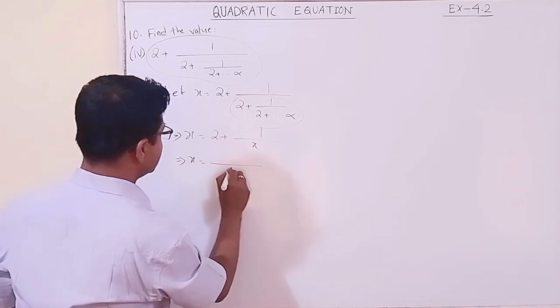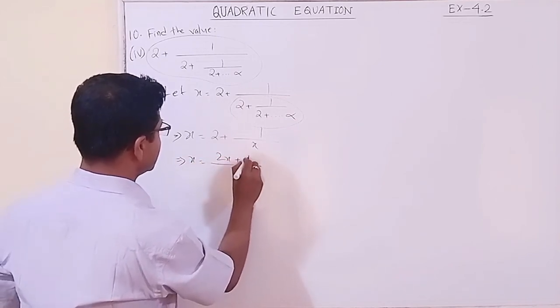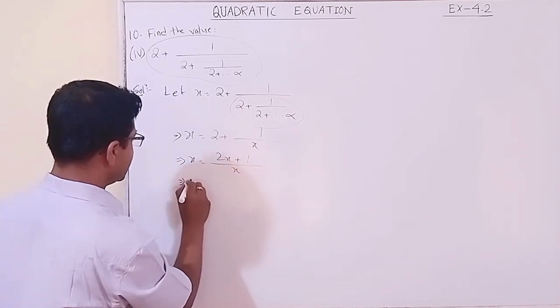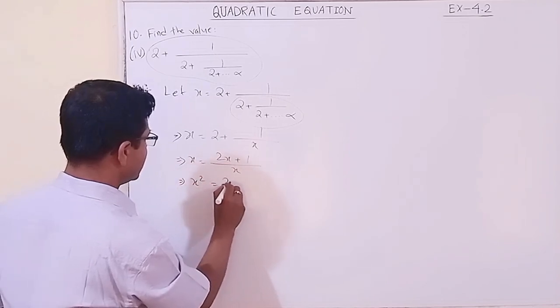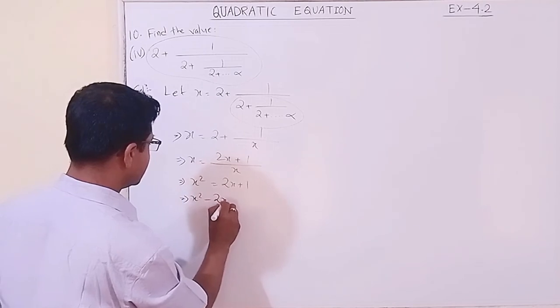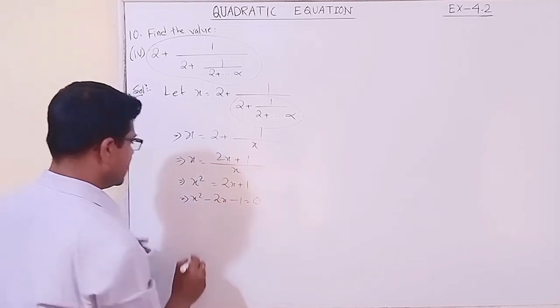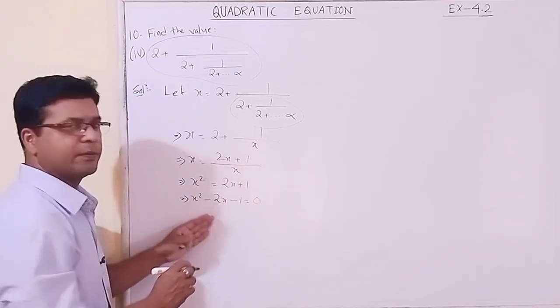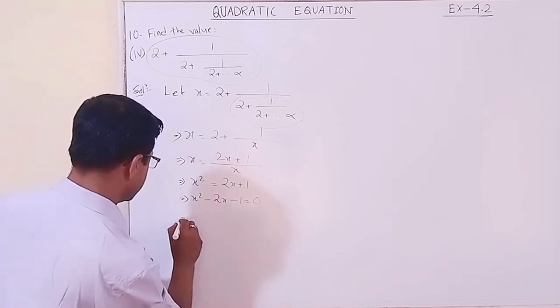Let us take the LCM x. This is twice x plus 1. Cross multiply: x into x, x square is equal to twice x plus 1. So x square minus twice x minus 1 is equal to 0.